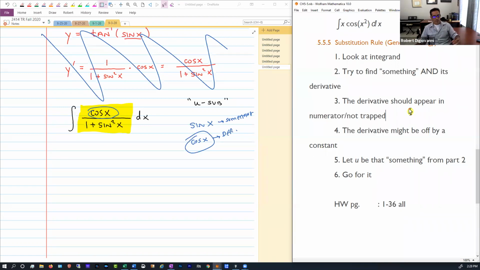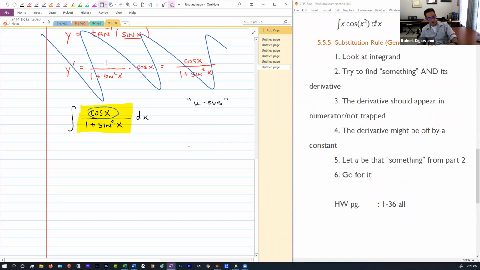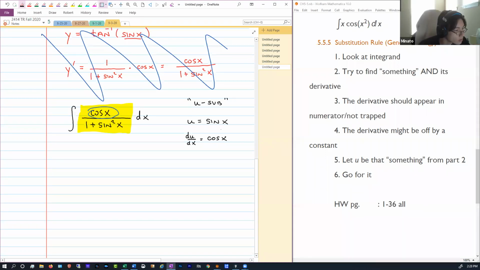So step 5 would be to actually start the u substitution method, which is on the side over here. We are going to let u be equal to the something. So I'm going to write u is sine x. I'm actually making a u substitution right now. The next step is to take the derivative of u with respect to x. And what is the derivative of u with respect to x? Just cosine x, right? The next thing I'm going to do is multiply both sides by the differential dx.